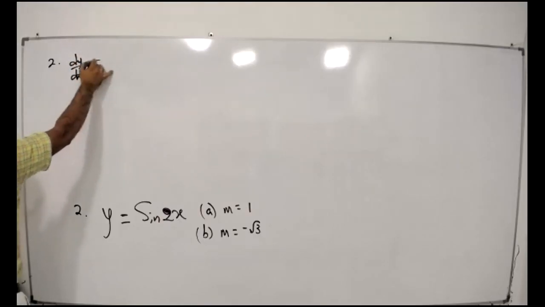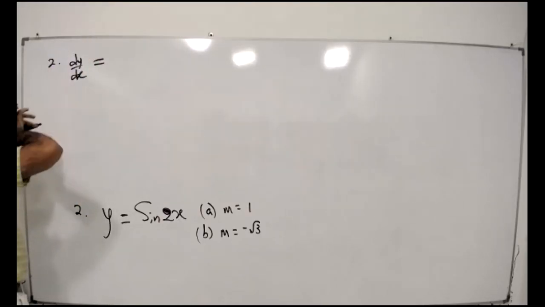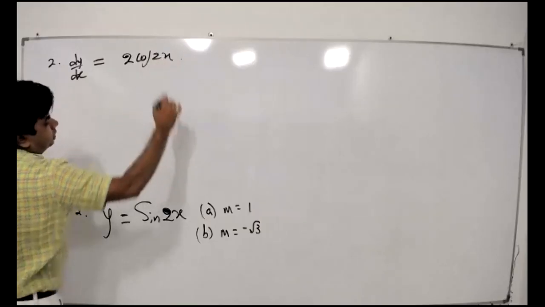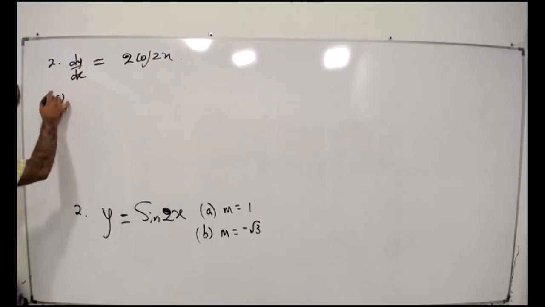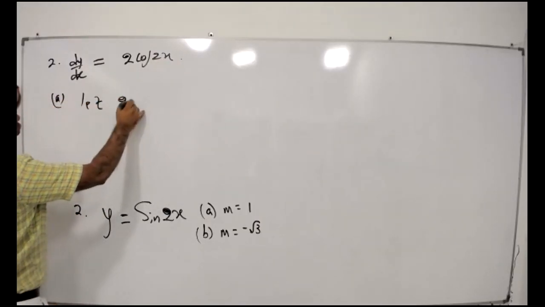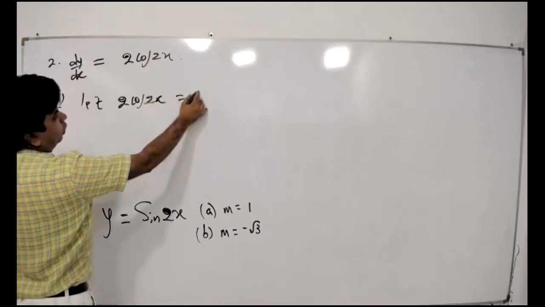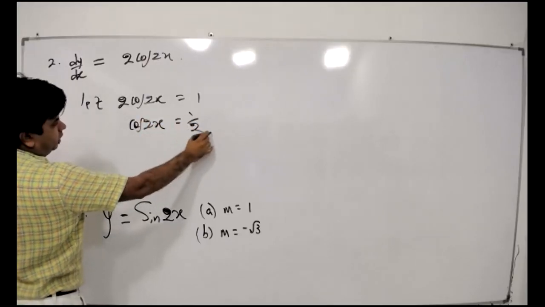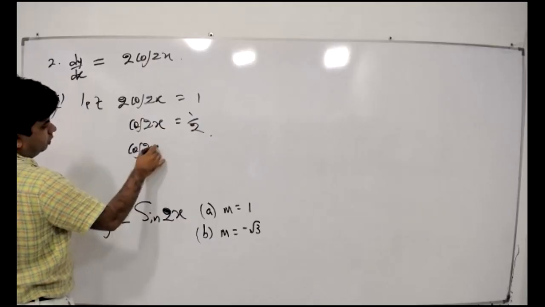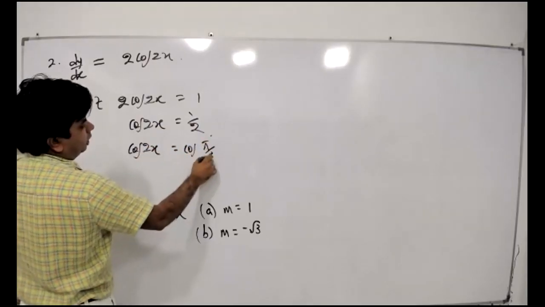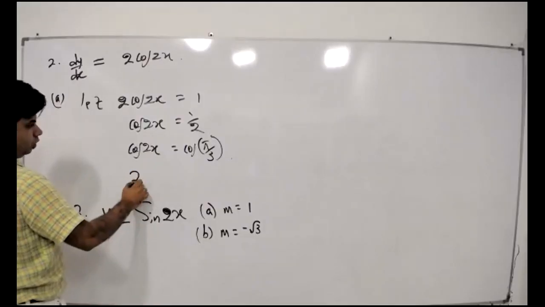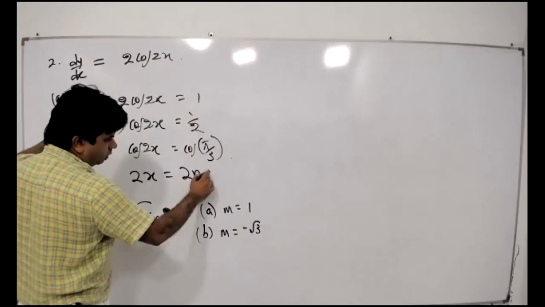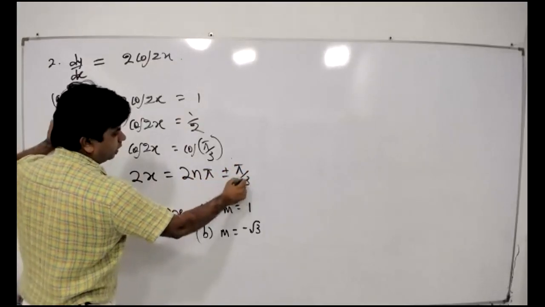You know that the gradient function of sin 2x is 2 cos 2x. Then under part A, you can equate 2 cos 2x to the value 1. So therefore cos 2x equals half. Then cos 2x equals cos pi/3. Then 2x equals 2n pi plus or minus pi by 3.